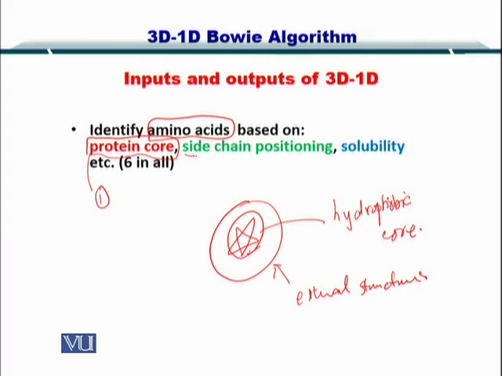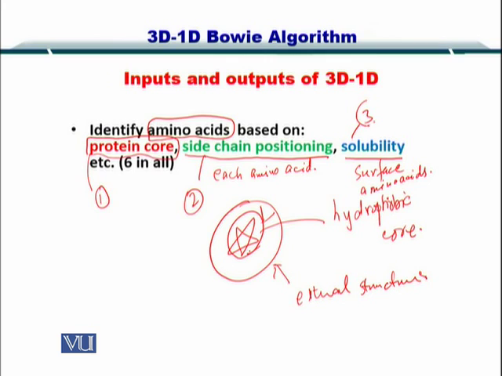Then, secondly, you have to identify the side chain positioning. So the side chains for each amino acid are considered. And lastly, the solubility of the surface amino acids. So considering these 3 things and some other properties, which in case of the 3D-1D were 6, you create a profile.